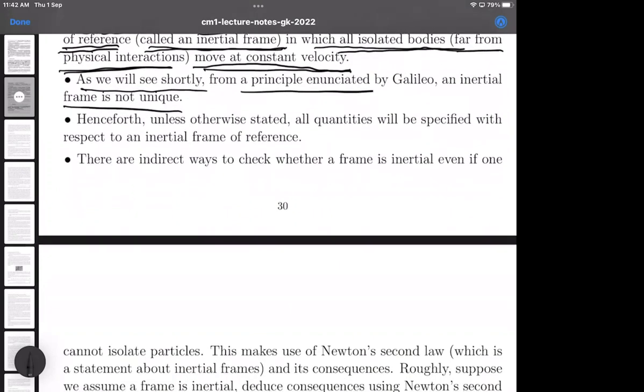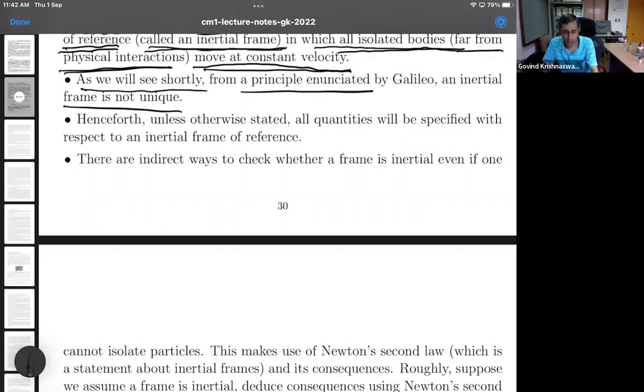Sir, does that mean that Earth is not actually an inertial frame, but we can take that tolerance for our experiments, and if we want a perfect inertial frame, then we should go very far from any celestial bodies, like in a spaceship? Exactly, you are right.